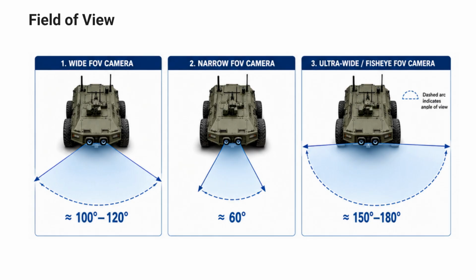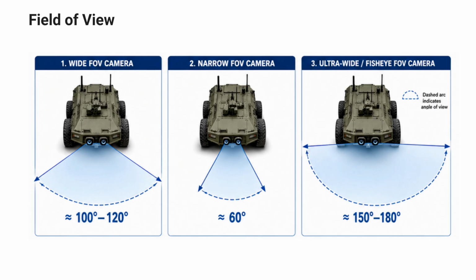Field of view simply means how much area a camera can see. A wide field of view is like looking through a large window. You can see more of the road and surroundings, but objects may look smaller. A narrow field of view is like looking through a tube. You see less area, but distant objects appear larger and clearer.